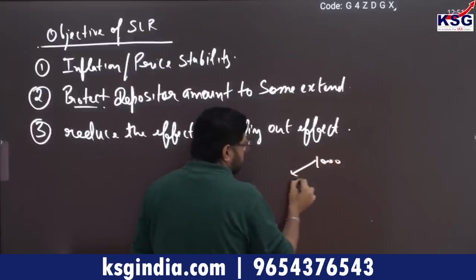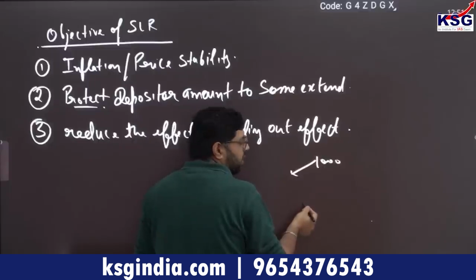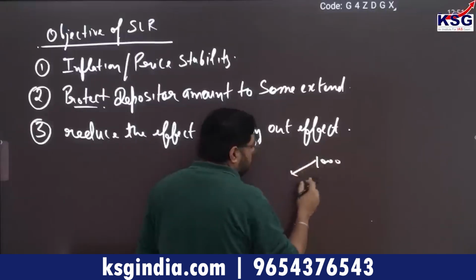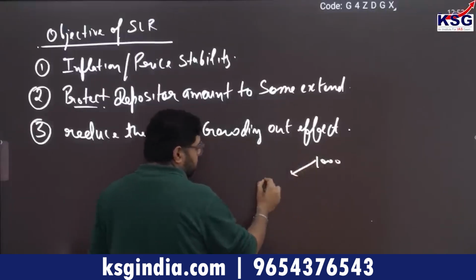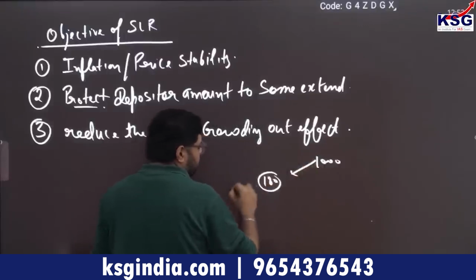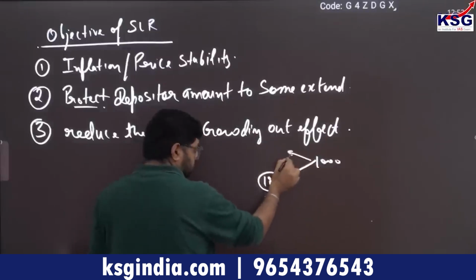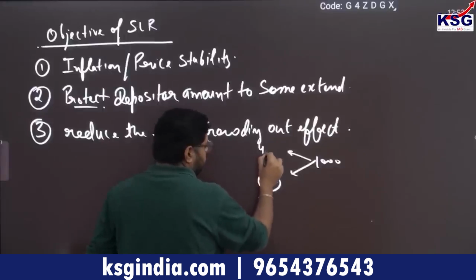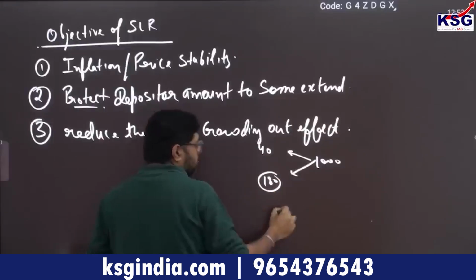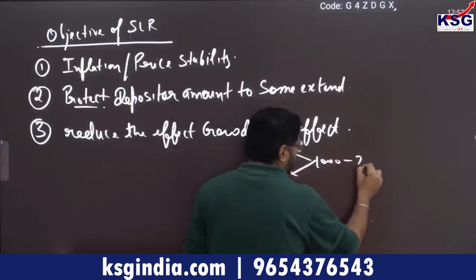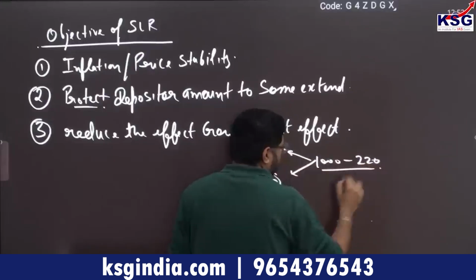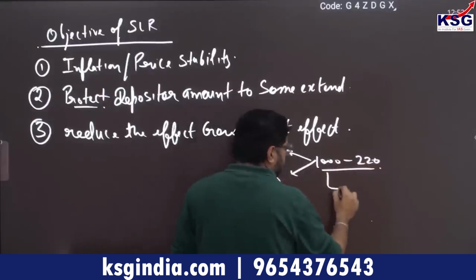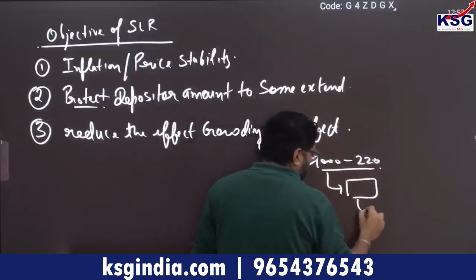Now out of this 1000 rupees, some SLR you have maintained. For example, assume that your SLR is 18%, so 180 rupees you have maintained as SLR, and 4% you have maintained as CRR, so ultimately 40 rupees. So when you subtract 220 rupees from it, whatever is left, that amount you can give as a loan.